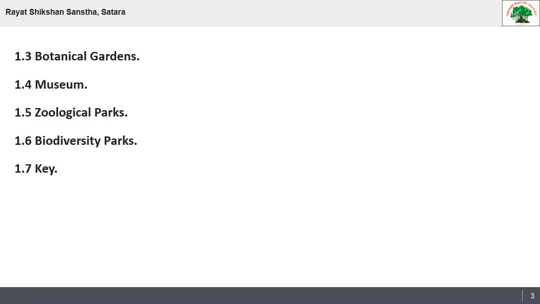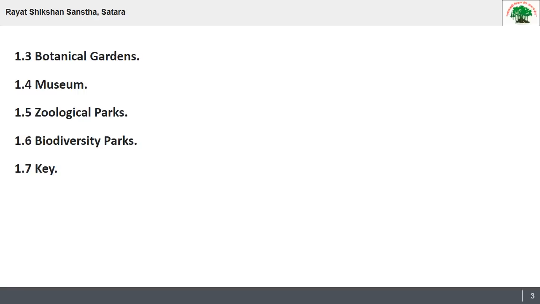Actually, what is taxonomy? Taxonomy is the scientific study of naming, defining, and classifying groups of biological organisms based on their characters. So these are some taxonomical aids. These taxonomical aids help us in defining, classifying, or recognizing organisms. So, botanical garden, museum, zoological parks, biodiversity parks, and key. These are very important taxonomical aids.